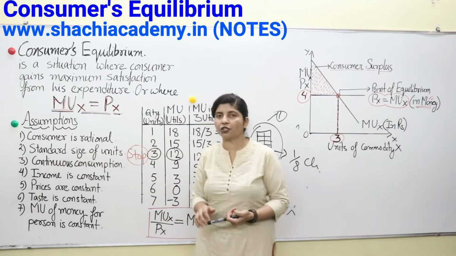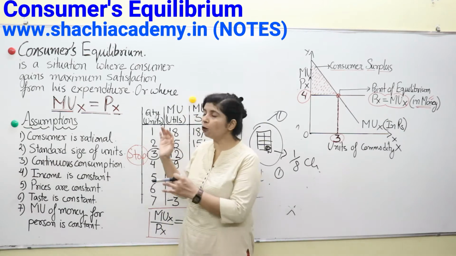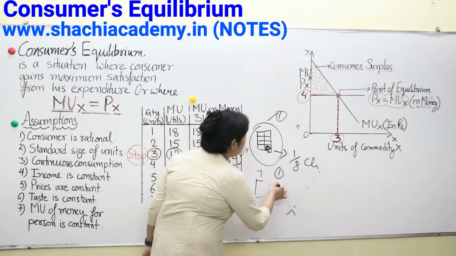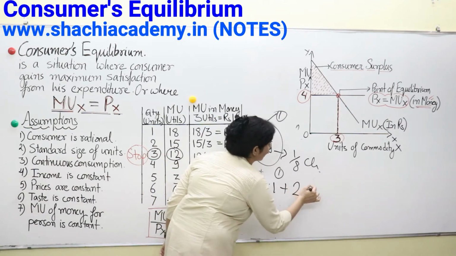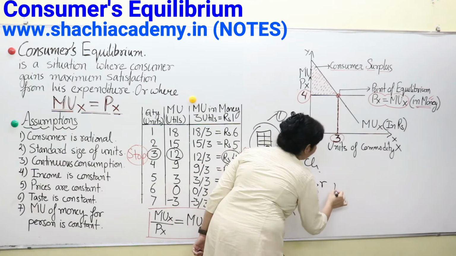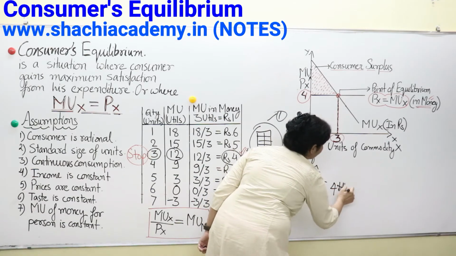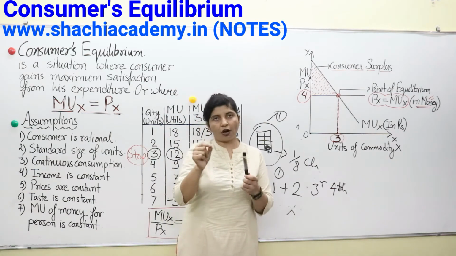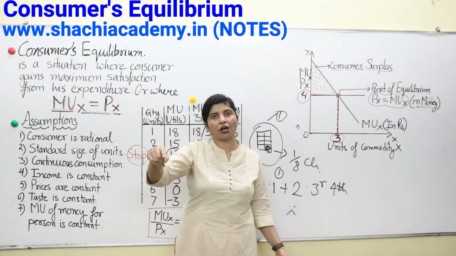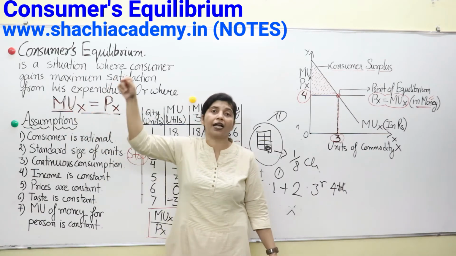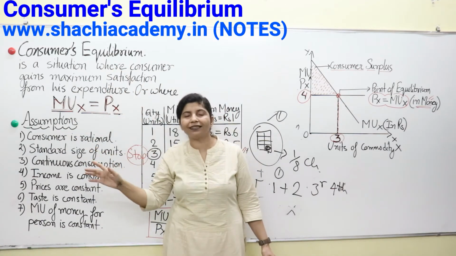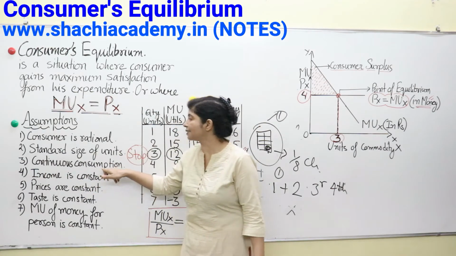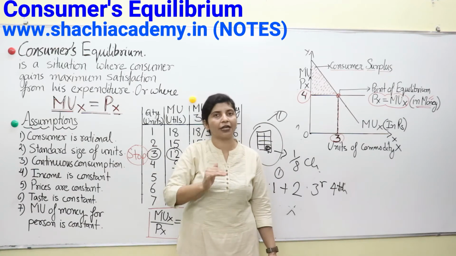Then continuous consumption. For this law to hold true, there should be continuous consumption. You should consume one chocolate after the first, second, third, fourth, fifth, every chocolate, all consumed continuously at one time. Not like today you are consuming one chocolate, tomorrow again a single chocolate, the third day again a single chocolate. That doesn't mean anything, and this law will not hold true. That means continuous consumption of all the units should take place continuously.